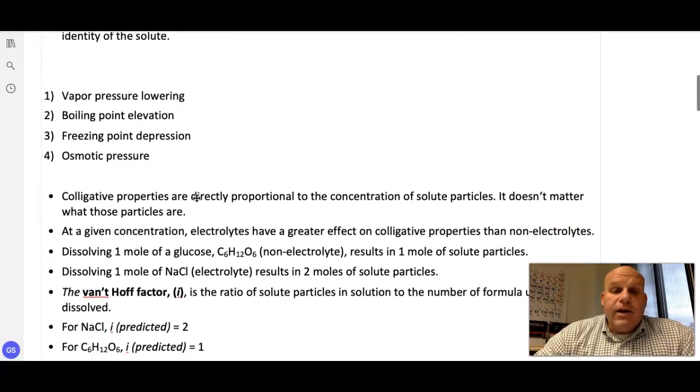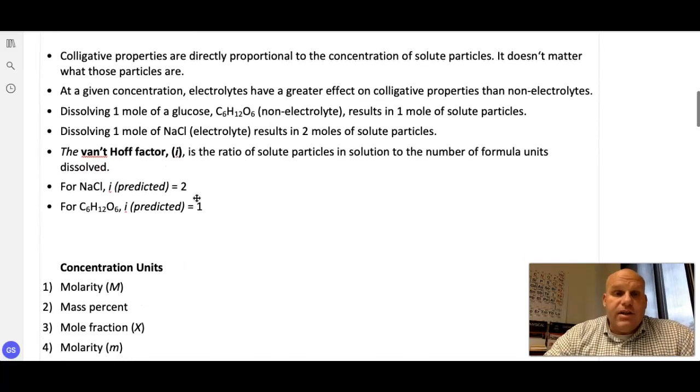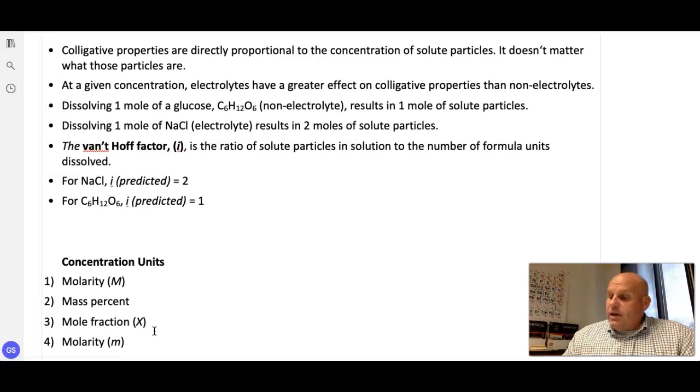Before we get to that, though, I do want to talk about concentration, because colligative properties are affected by the concentration and not what the particles are. Concentration will be important in a second here, and actually at the bottom here, you can see four different ways in which we will be looking at concentrations. Some of these we have seen before, some of them will be new.